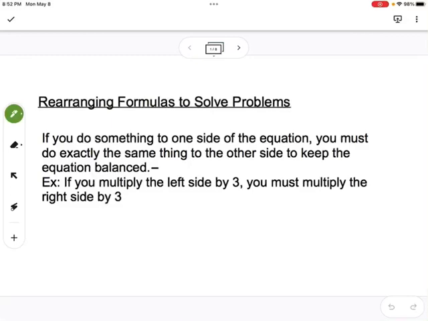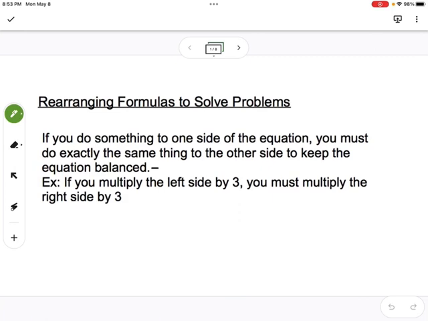Okay, so moving into a new unit today, the first thing we want to look at is rearranging formulas to solve a problem. So we want to use the same steps that you would use to solve any equation, and that's by moving everything away from the variable that you want.